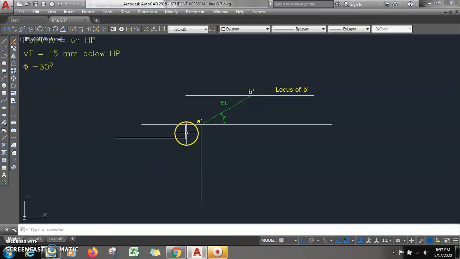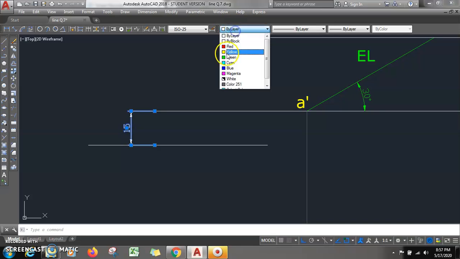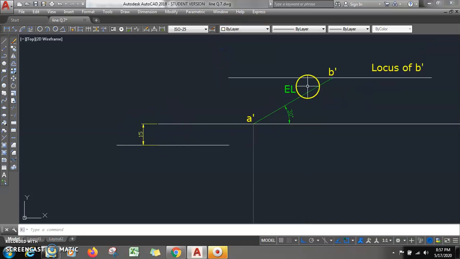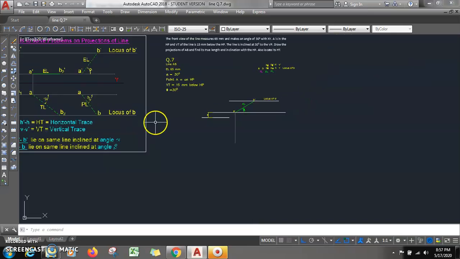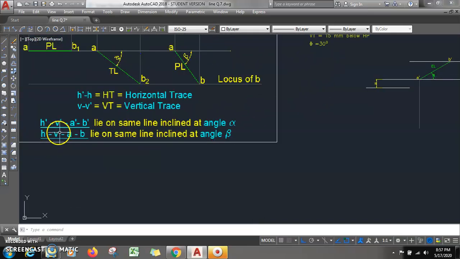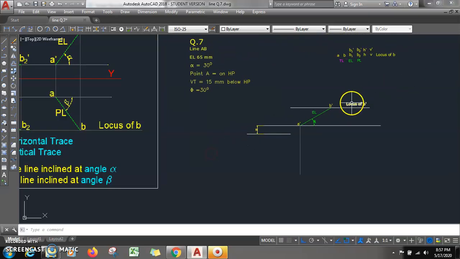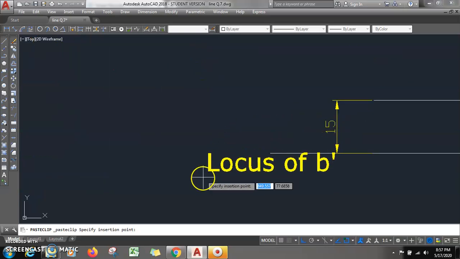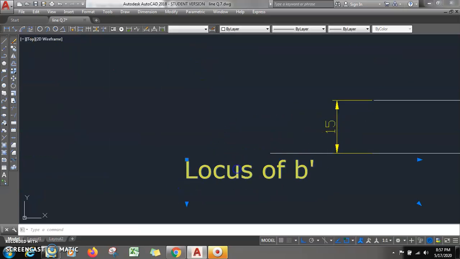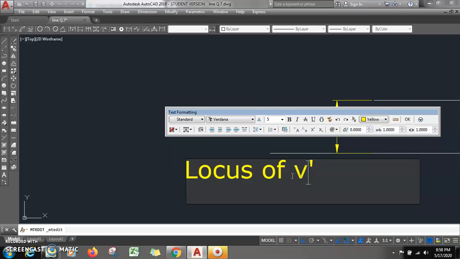If you measure this distance between these two, how much is it? You can see this distance is 15 mm. And we know A dash B dash and V dash lie on the same line. And this line itself is a locus of V dash. This is locus of V dash.